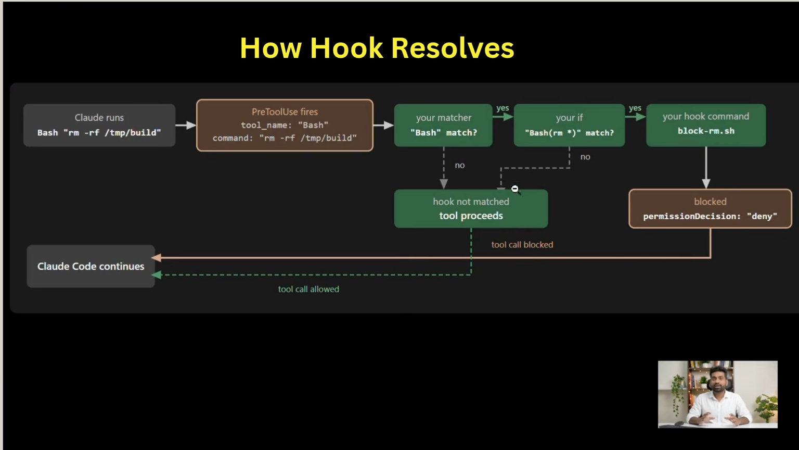But if validation passed, then PowerShell script receives the call input through stdin. The script reads the JSON and evaluates our condition. If the command is considered dangerous, we return permissionDecision as deny. Claude receives that decision and the tool call is blocked.